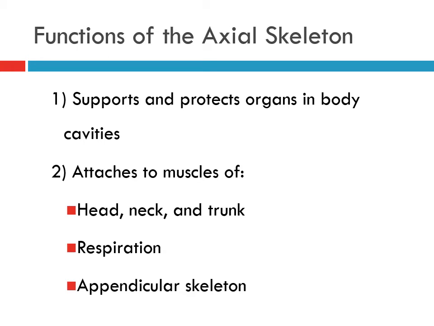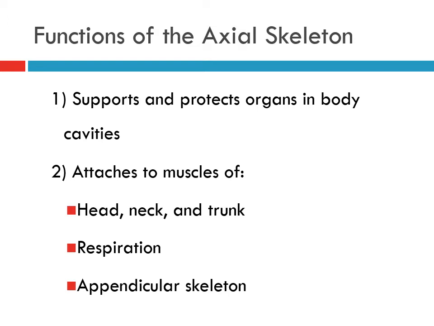The axial skeleton has multiple functions. It supports and protects the organs in body cavities. The rib cage is supporting and protecting the heart and the lungs. The liver is up under the rib cage, and the spleen and the stomach are sort of protected by the rib cage. The sacrum, along with the pelvic bones, is protecting the lower digestive system, the bladder, the uterus. All of those things are being protected by the sacrum, with the addition of the coxal bones, which are part of the appendicular skeleton.